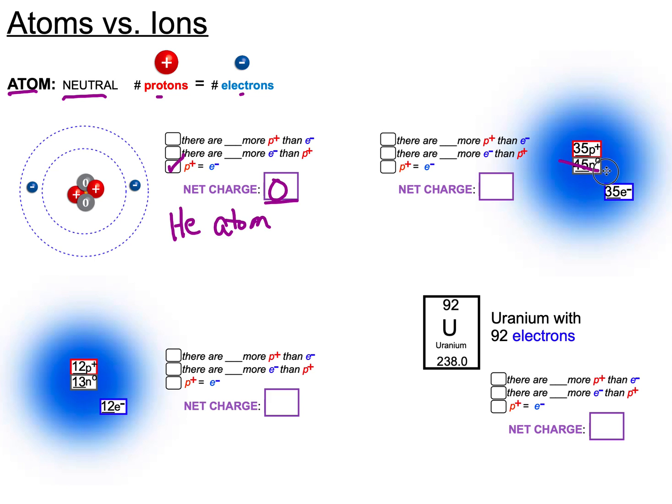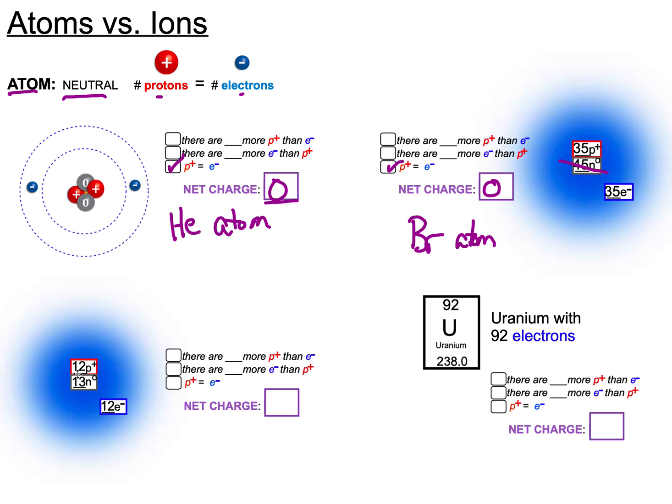This next one over here, I've got 35 protons and 35 electrons. I don't care about my gray neutrons. They're boring. They just take up space. They don't contribute to charge. So 35, 35, again, they're equal, net charge 0. What element has 35 protons? Bromine. And I would call this a bromine atom because it's got a net charge of 0.